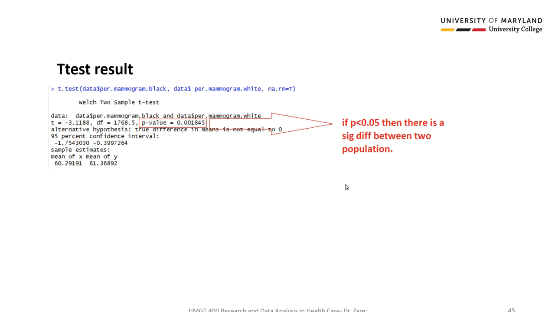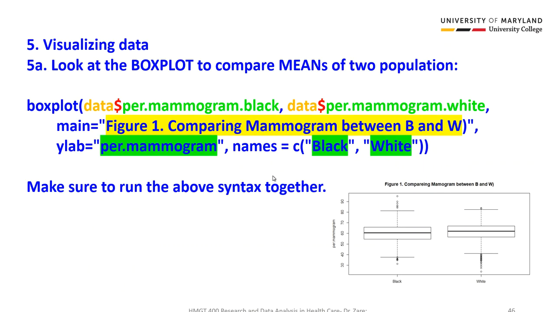Okay, it was about the t-test, and the second part is the visualization of data. For data visualization, you need to go with at least two plots. Most of you are working with a continuous variable, so you can go with that plot. The first one is the box plot. The box plot is a good plot to explain the mean differences between two variables. These three lines are for the box plot.